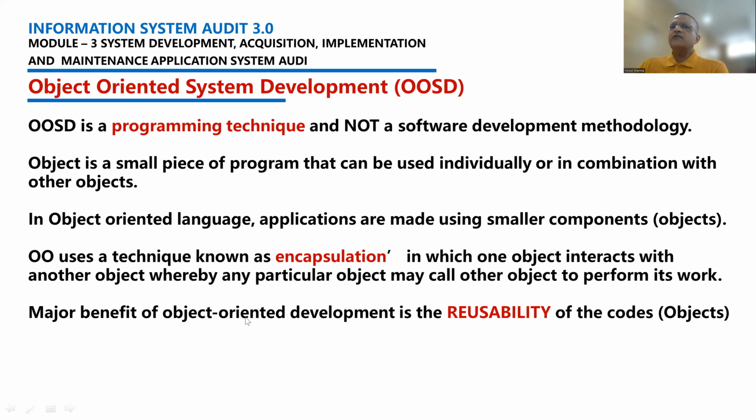The major benefit of object-oriented development is the reusability of the code. As I have mentioned, this is important, whether you talk about RAD or OOSD, it talks only about reusability. That is, I don't have to write the program source code again and again and make the program lengthy.